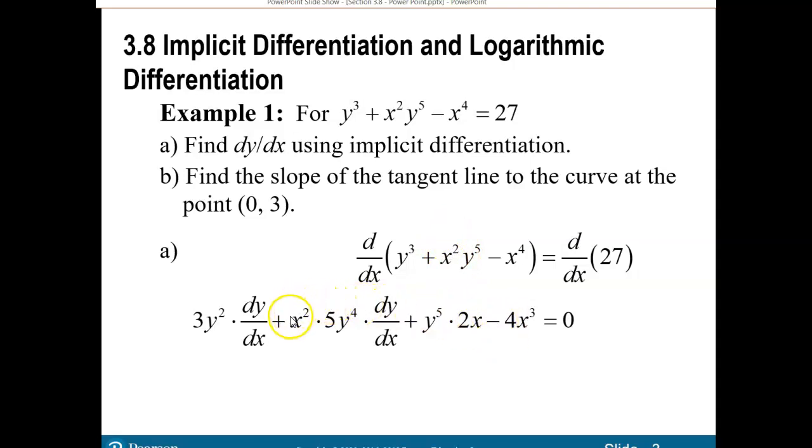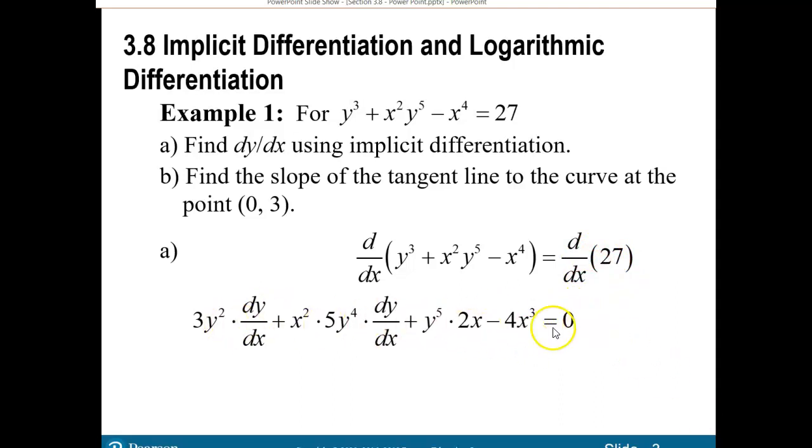So all of this, starting right here with this x squared, all the way through this 2x part, that's the product rule for differentiating the middle term. Minus, then this derivative is just 4x cubed. So because it doesn't involve a y, it's just the normal derivative, and that's it. Equals, the derivative of a constant is 0.